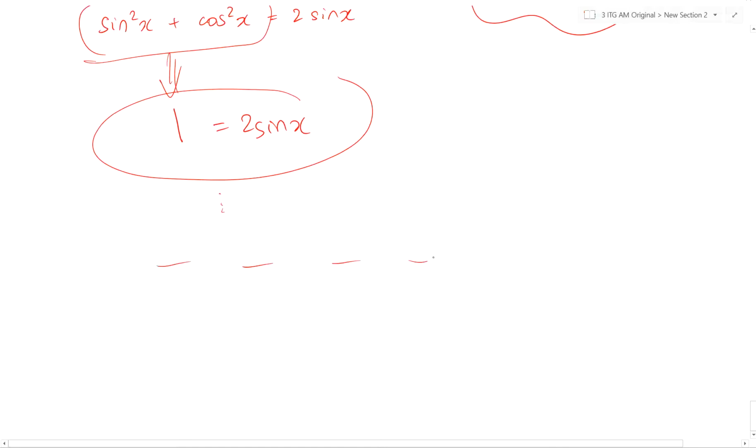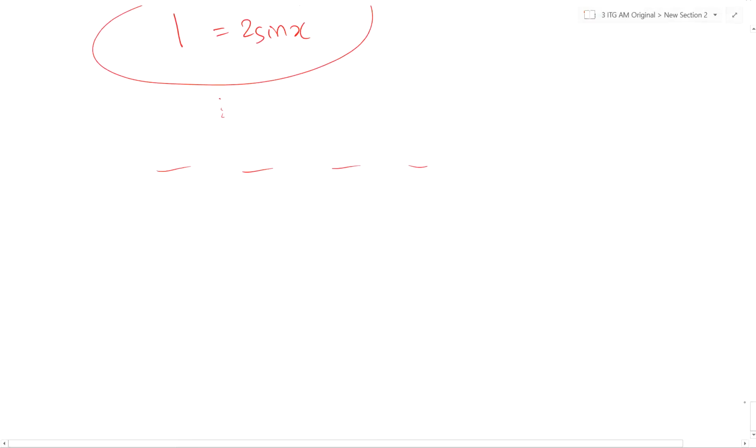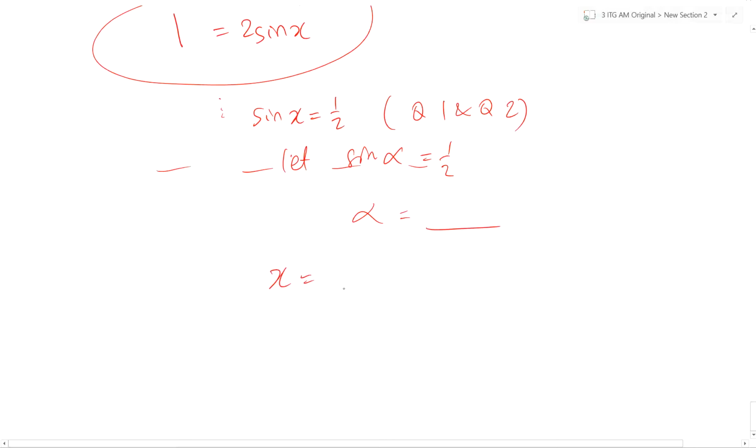I can just go through it first, because if I get sine x equals half, then sine x equals half gives quadrant 1 and quadrant 2. Let sine alpha equal half, alpha equals something, so x equals something, and so on. That is for part B.